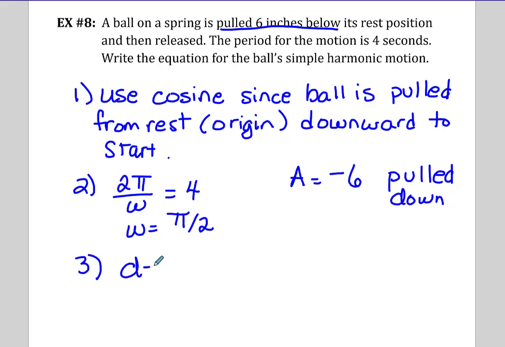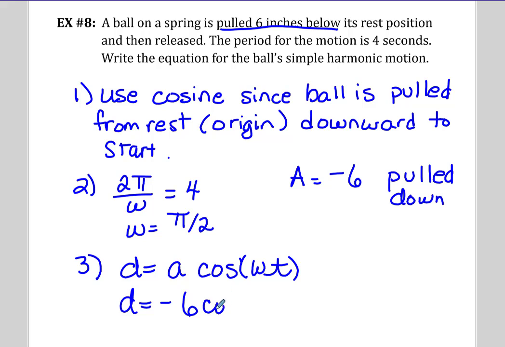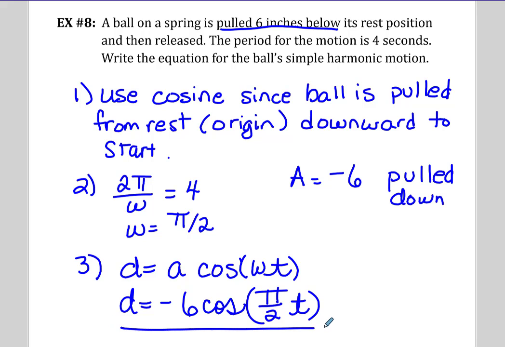So our equation that's going to model this is D equals A cosine omega times time. And our A value is -6. The function to model it is cosine. Omega is pi over 2 times time. So we wrote an equation that would model simple harmonic motion for a ball on a spring pulled 6 inches down from rest with a 4-second long period.